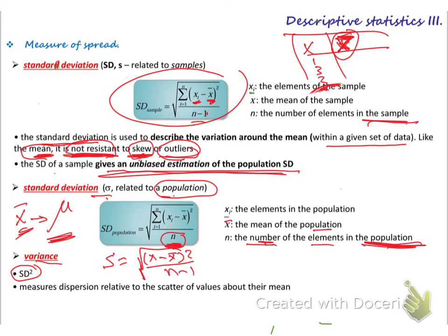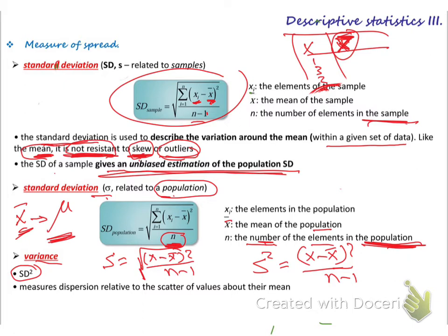So the variance, called s squared, equals the sum of x minus x bar squared divided by n minus 1, without any square root. Okay, without a square root. So if you apply the square root, it will give us the standard deviation. If there is no square root, it will be the variance. And how to use the calculator to calculate the variance or the standard deviation, I have given a separate video for how to use the calculator.